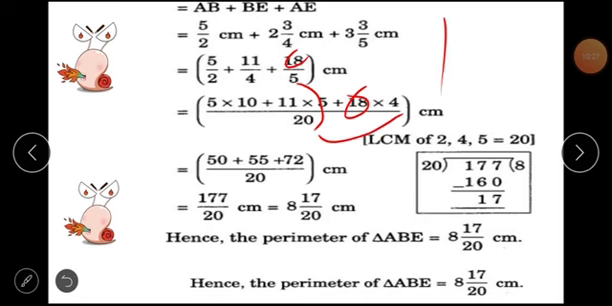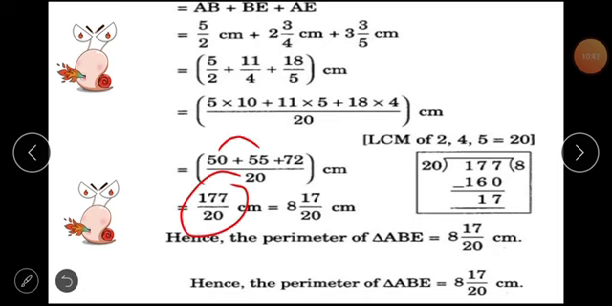So in this way you can take the LCM, and this is your previous class topic, how you can take the LCM. So you will get the value after solving this, 177 upon 20. You will add 50 plus 55 plus 72.